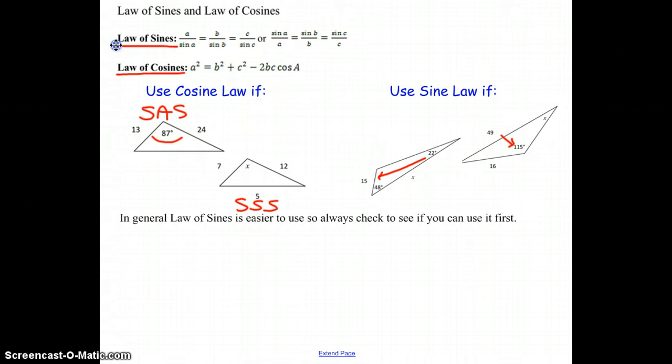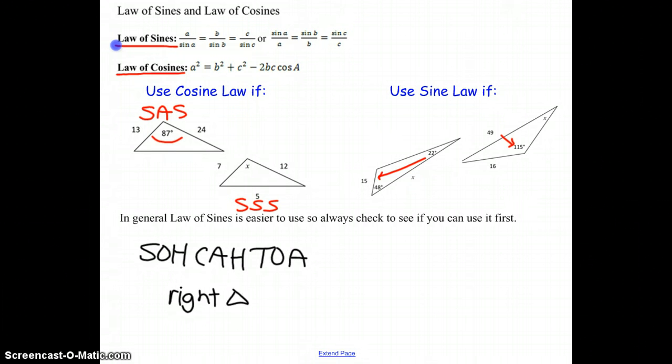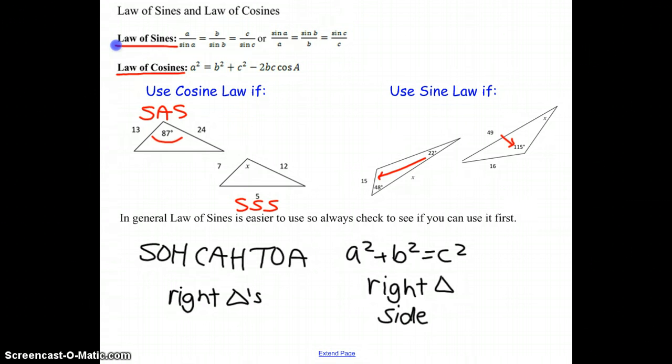We also have other laws that we know of, such as SOHCAHTOA. When do you use this? Good, which is used with right triangles. And we have a squared plus b squared equals c squared. When is that used? Good. In a right triangle, if you need to find a side length. So those are your options.